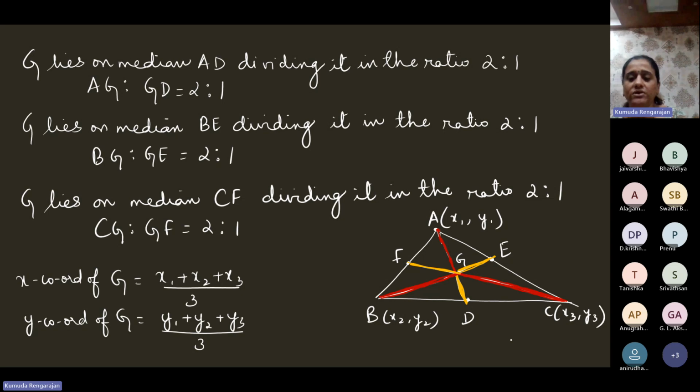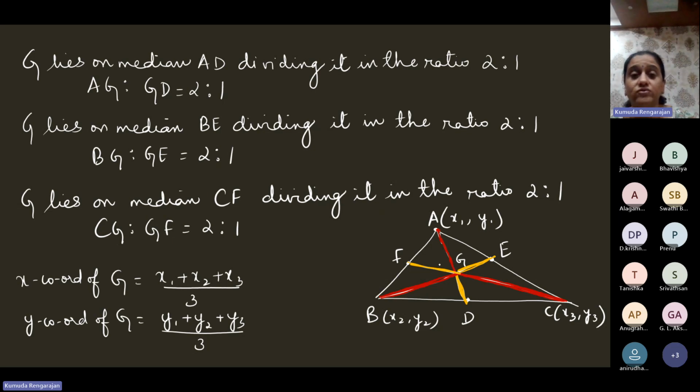We can find the coordinates of D, E and F using the midpoint formula, because D is the midpoint of BC. So you can find the coordinates of D using the midpoint formula. Similarly, E and F. E is the midpoint of AC, F is the midpoint of AB. So you can find the coordinates of E and F by using the midpoint formula.